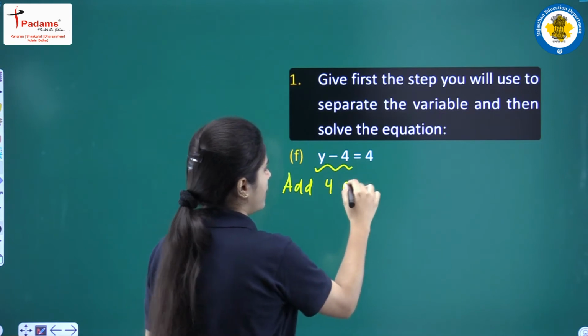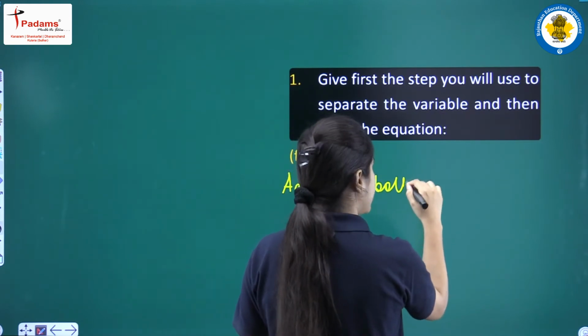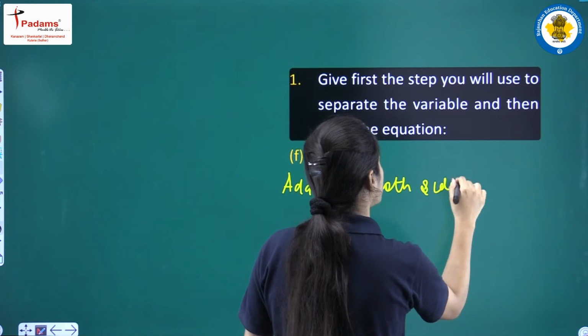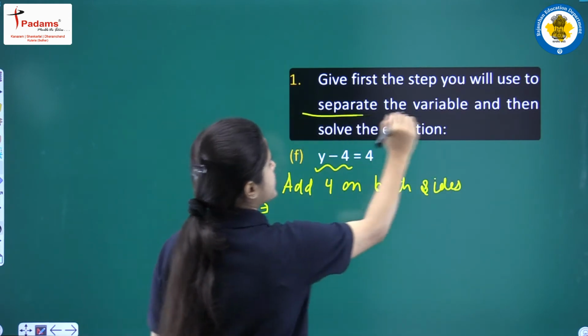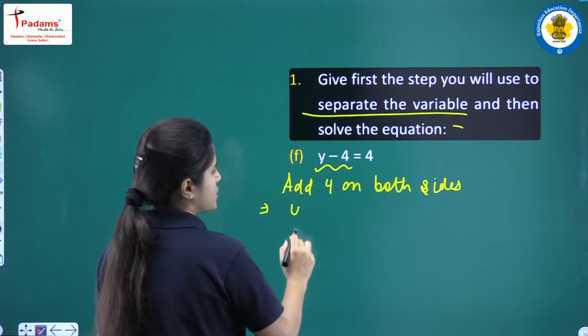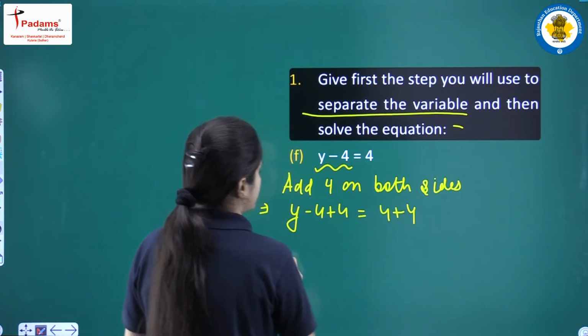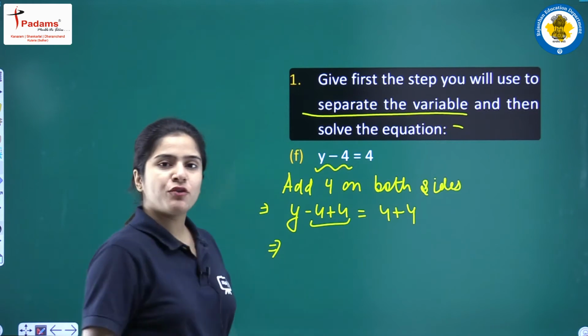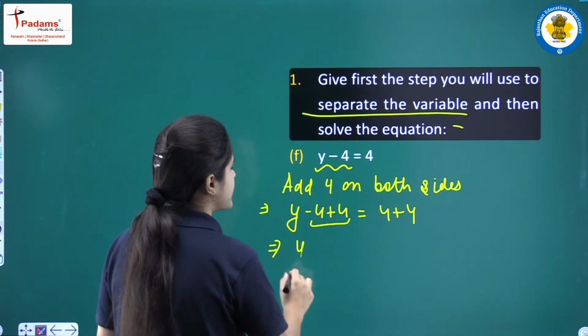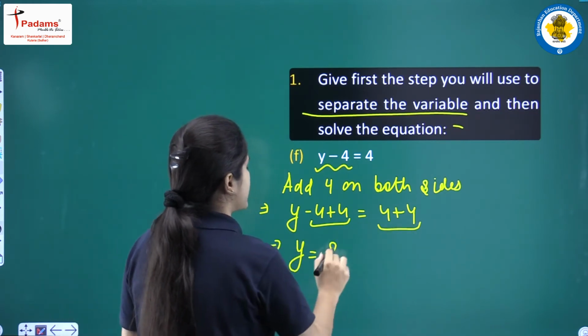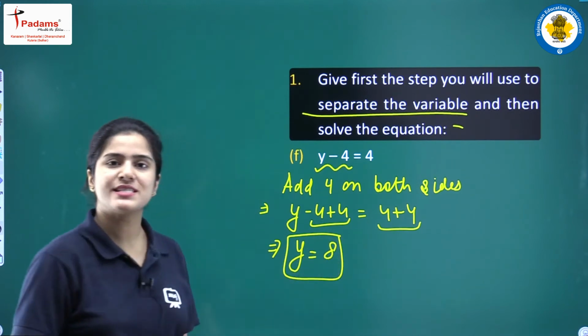Add 4 on both sides to eliminate the 4 from the variable, because we have to separate the variable, okay? So minus 4 and 4 is equal to 0, students. So y is equal to 4 plus 4, that is 8. Alright students, y is equal to 8.